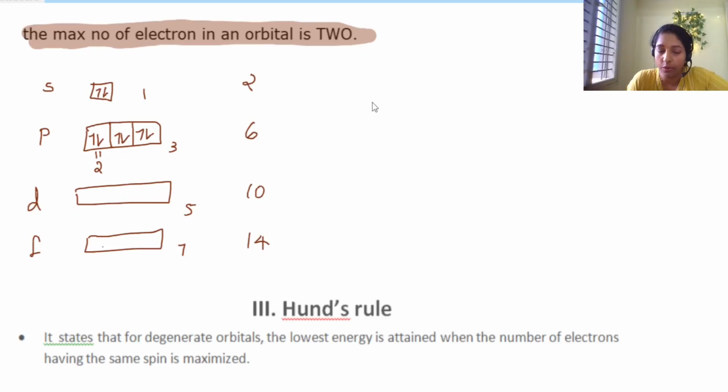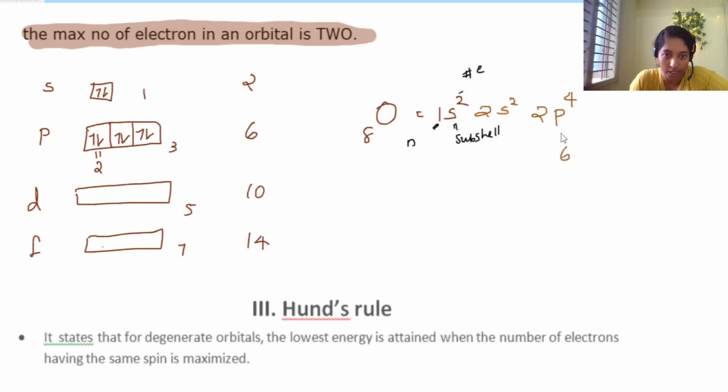For example, if I am writing oxygen, 8 is the atomic number, so 8 electrons are there. So what are the rules? First, electrons will go to the lowest energy level, which is 1s. How many electrons can they accommodate? 2 electrons. Correct. So I can write 1s with superscript 2, meaning the number of electrons. The coefficient 1 means the energy level, our n value, this is our subshell, and this is the number of electrons. Okay, right. So 1s2, and then electrons will go to 2s2, and then electrons will go to 2p. How many electrons? They can accommodate a maximum of 6 electrons, but we have already filled 4 electrons, and the remaining 4 electrons will fit into 2p. So this is the way of writing electronic configuration.